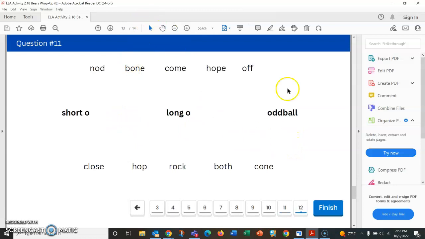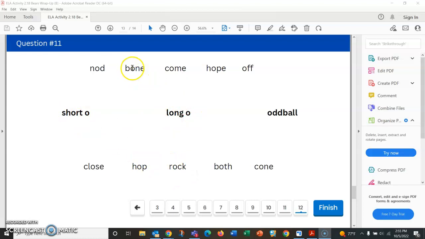Okay, short O words. This is our last one here, and so we want to take a look at each one. So we're looking for short O words. We got nod and off from that first list. And if you have the second list, hop or rock. Okay, those are your short O words.